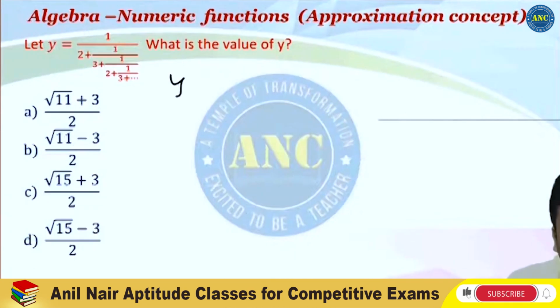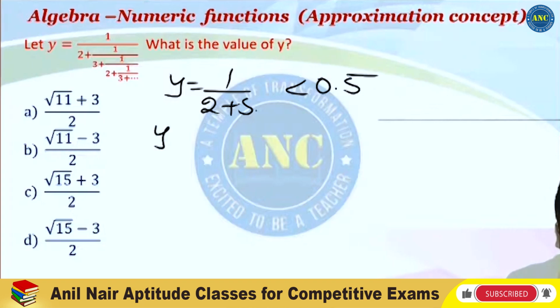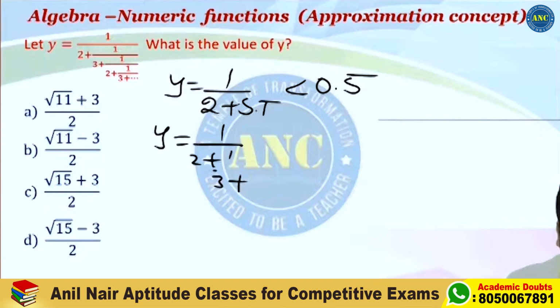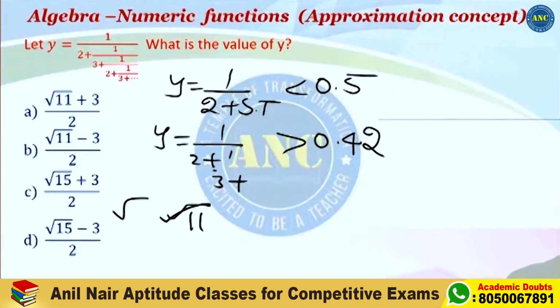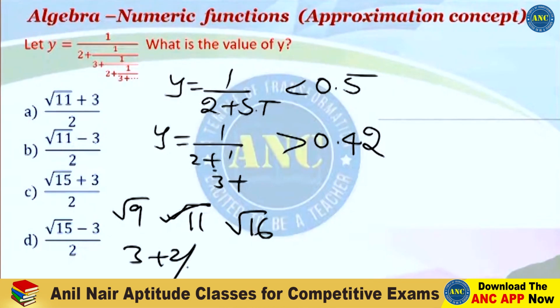These are nothing but y is 1 by 2 plus something, so the value is less than 0.5. These y is 1 by 2 plus 1 by 3 plus something, so the value is greater than 0.42. Now, to solve root 11, it lies between root 9 and root 16. 3 plus 2 by 7, which is nothing but 3.28.